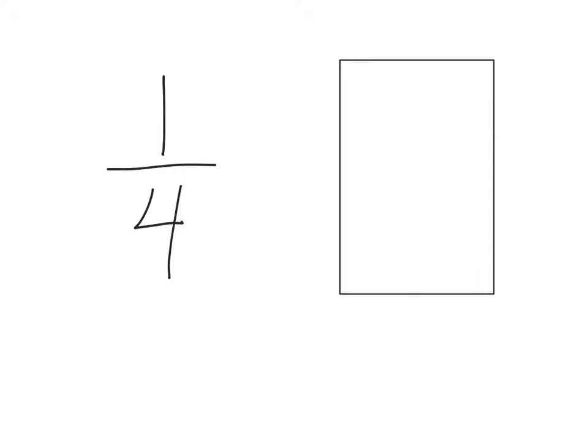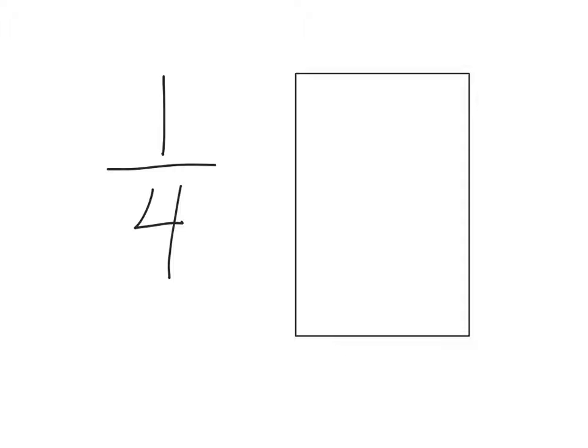Alrighty, for this problem you are going to draw 1/4. Super. So the first thing you're going to do is draw a big old rectangle. So let's do that right here. And now the denominator tells us how many parts we need to cut this into. Since I'm cutting it into 4 parts, I'm going to draw 3 lines. So I'll go 1, 2, and 3 lines. That should give me 1, 2, 3, 4 parts.